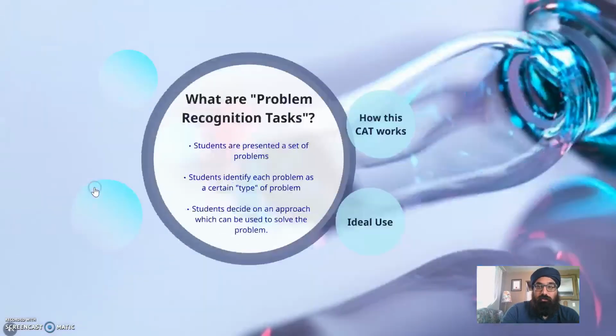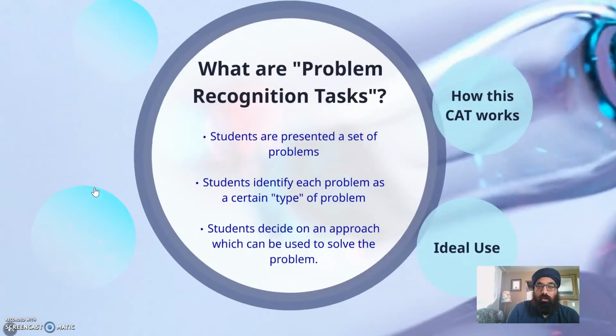Starting off with a quick intro here. What are problem recognition tasks? I have a three-step process here where students are first presented with a set of problems. Students identify each problem as a certain type of problem. And the third step, which I've kind of added on to expand the exercise, make it a little more interesting, is students decide on an approach which can be used to solve the problem.